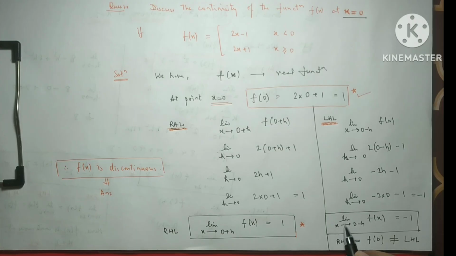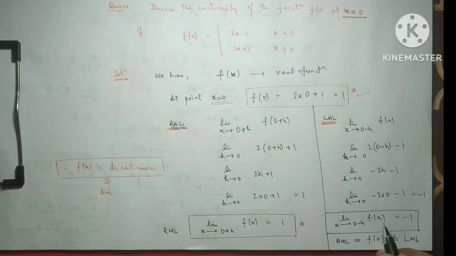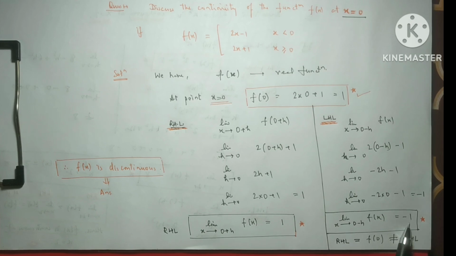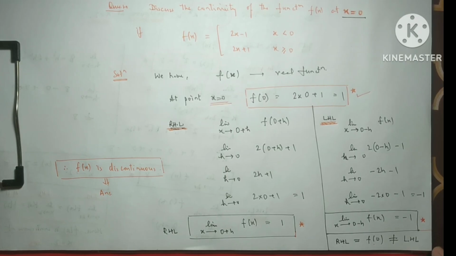It means the limit as x tends to 0 minus h of the function gives the value minus 1. So right now we have these three values: 1, 1 and minus 1. You can see that the right hand limit and the value at the point are equal, but the value on the left hand side is not equal.